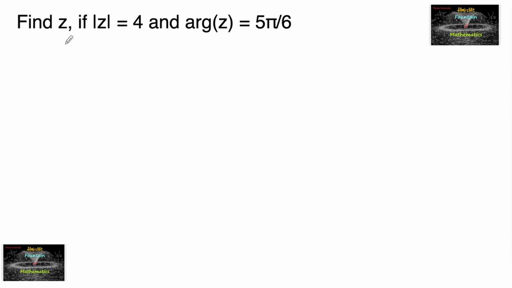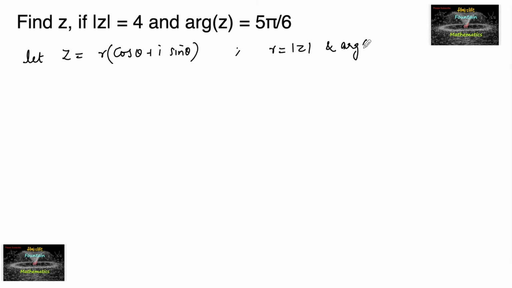Find the complex number z if mod z is equal to 4 and argument of z is equal to 5 pi by 6. Let z is equal to r of (cos theta plus i sin theta), where r is equal to mod z and theta is the argument. Argument of z is theta. And here it is given theta is equal to 5 pi by 6, that is, argument of z is given as 5 pi by 6, and r is equal to mod z is also given.